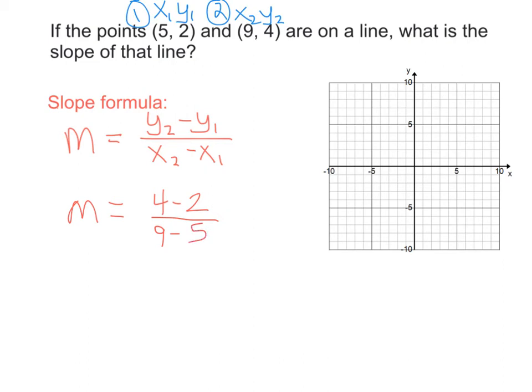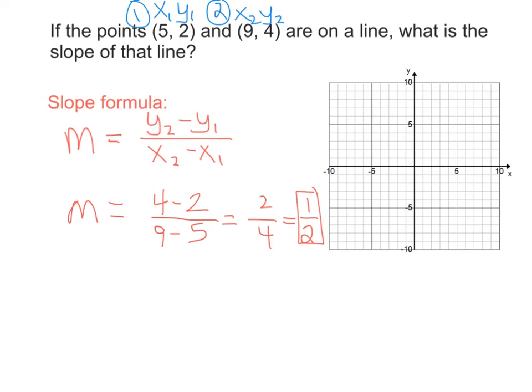Now I just simplify the numerator and the denominator, so 4 minus 2 is 2, and 9 minus 5 is 4. So we have 2 over 4, which we should simplify because that fraction is simplifiable, and we divide top and bottom by 2, and we get 1/2. So our slope is 1/2 for this line.